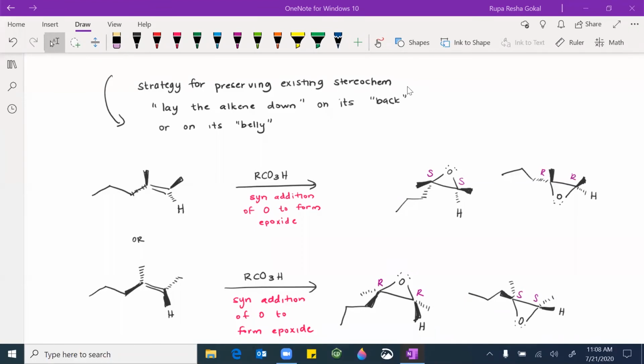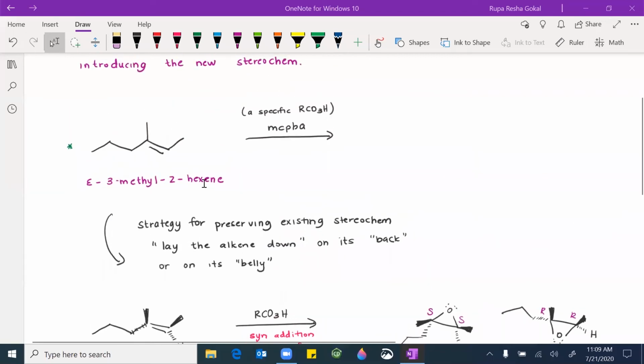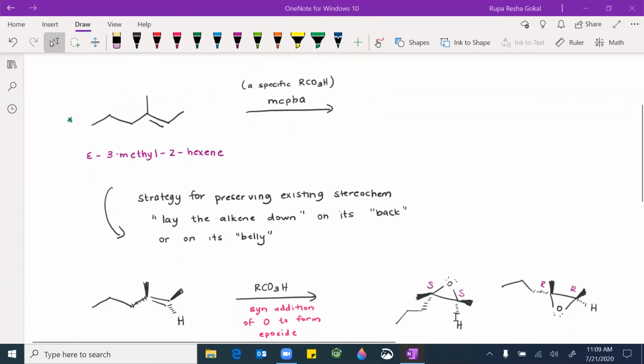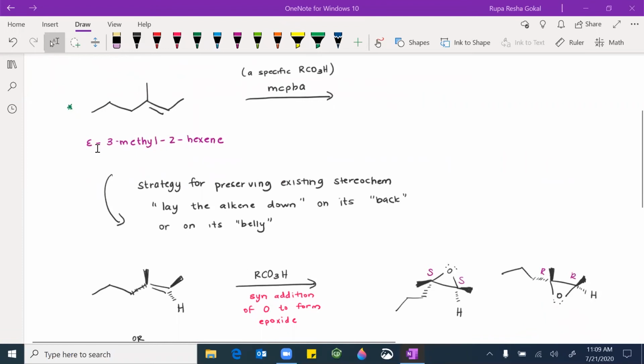Could you go over again why there's only 2 products? I only formed 2 of them because this double bond was stereospecific. I can't swap these groups and make the S and the R, the SR and the RS. Now, if I had started with Z-3-methyl-2-hexene, I would not make these products. I would make the SR and the RS. If I do an addition to the E, I make these products. If I do an addition to the Z, I would make the other 2 stereoisomers.